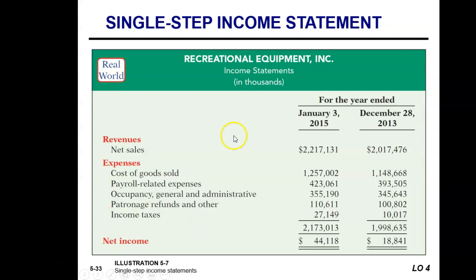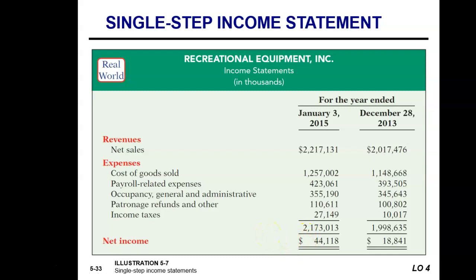So again, here is a sample of a single step income statement. You list the revenue all together. Notice it says net sales. It doesn't even show us the sales returns or the discount. It just shows the net sales. All the expenses are shown together. Subtract total expenses from total revenue to get your net income.